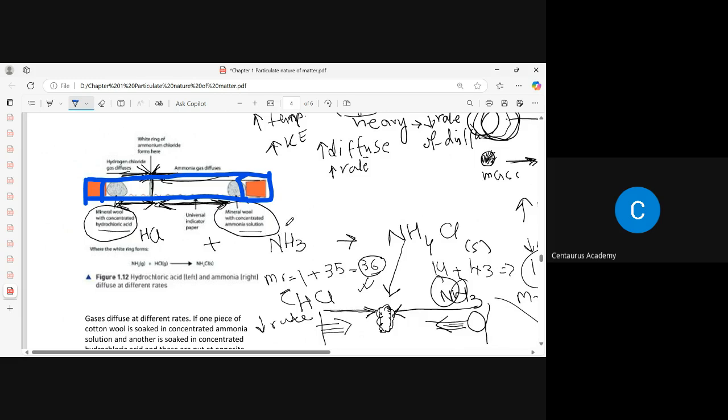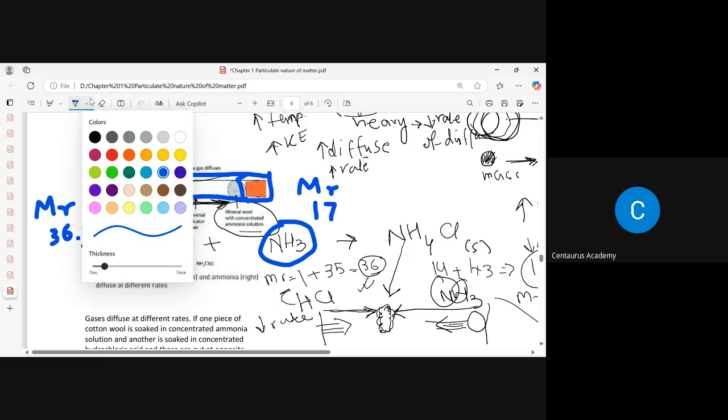Now, ammonia has a relative molecular mass of 17, and hydrochloric acid has a relative molecular mass of 36.5. We will discuss in the next session how we are able to find out the relative molecular masses. But for now, the Mr, or the relative molecular mass of the two, are given to you. So which one is light in weight, ammonia or hydrochloric acid? Ammonia. Ammonia is light in weight.